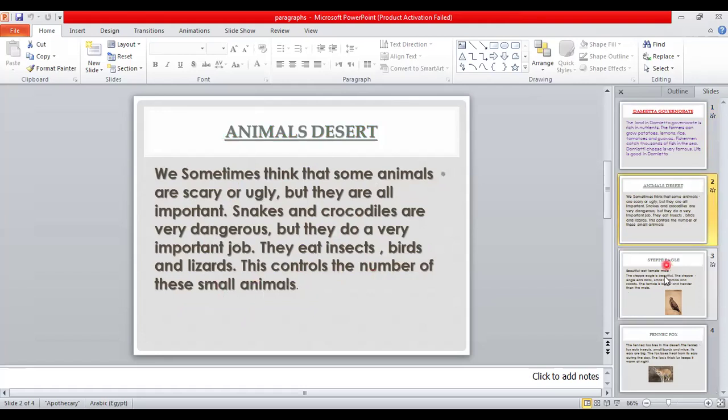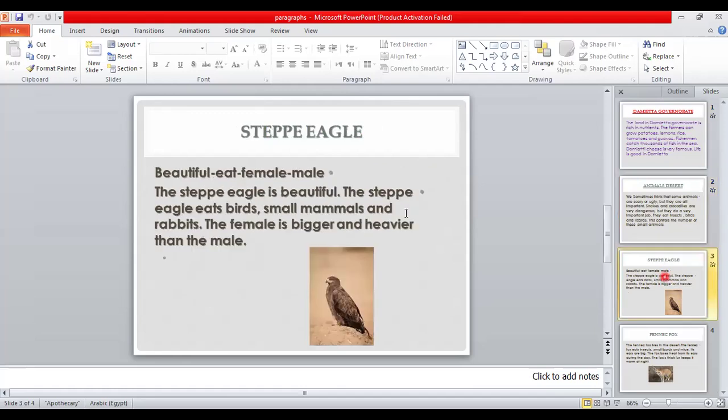Let's go to another topic here. The Tibi eagle. This is a kind of bird. Here they give you some words to help you in writing about birds, like beautiful, it, female, and male. The Tibi eagle is beautiful. The Tibi eagle eats birds, small mammals, and rabbits. The female is bigger and heavier than the male. Let's go to the last one here.